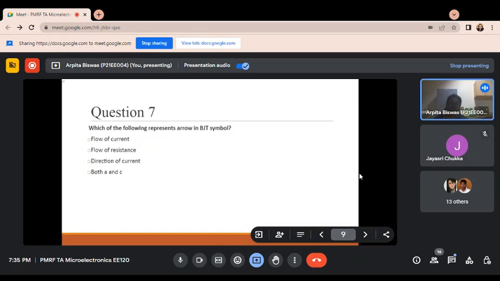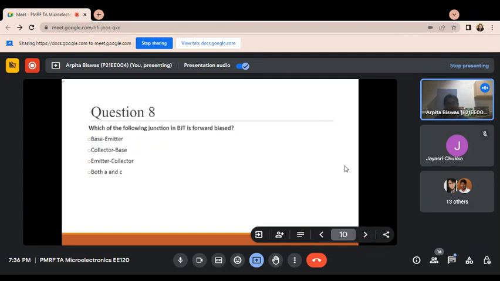So here the right answer is option C, direction of the current. When we are indicating any direction, we use the arrow. So the arrow indicates the direction in which the current is flowing. This is not the flow of current, it is the direction. Actually the current is flowing, and the arrow is indicating the direction. So the right option is option C.